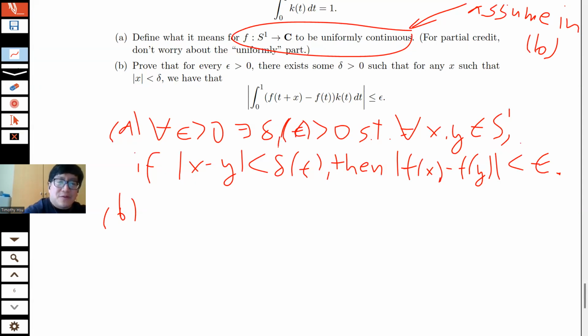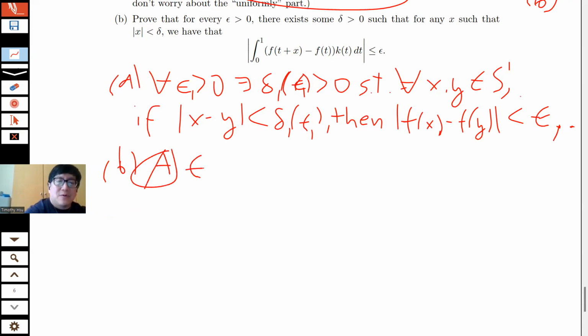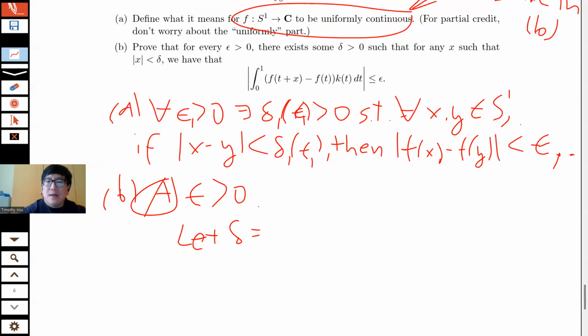Just to be extra careful, let me call this delta 1 and I'll call this epsilon 1, because the deltas and epsilons in A might be different than the deltas and epsilons in B. So prove for every epsilon greater than 0. That means assume epsilon is greater than 0. There exists some delta greater than 0. So I'm going to let delta be something, I don't know what, such that for any x with the absolute value of x less than delta.